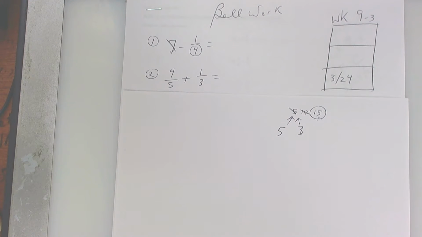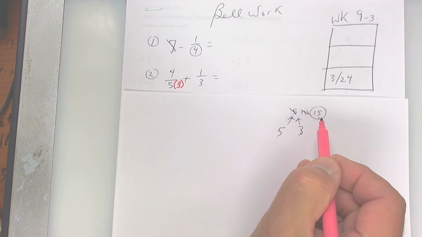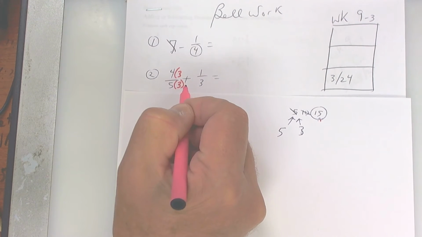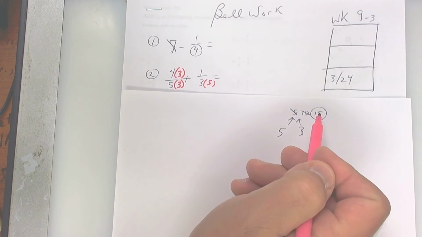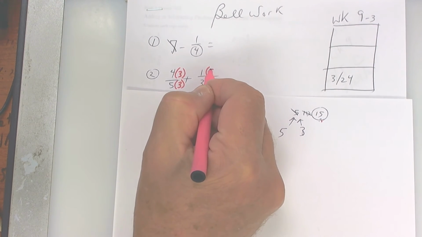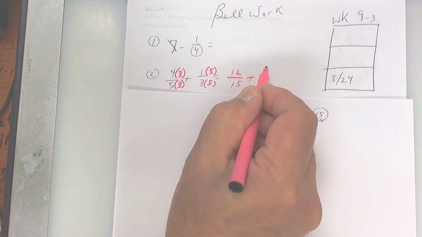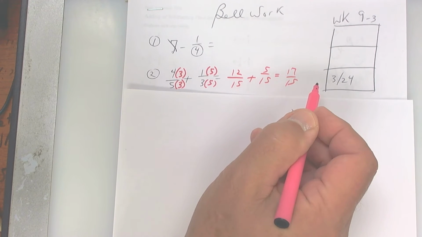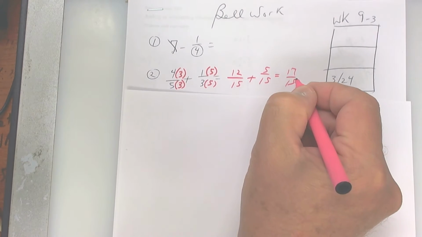So what you're going to do is multiply 5 times 3, which is going to give you 15, your least common denominator. But you have to multiply the top by the same number. This one, 3 times 5, is going to give you 15. So you got to multiply this one by 5. So you get 12 over 15 plus 5 over 15 equals 17 over 15. And again, as long as it's reduced, they will accept that. Okay, so let's move on.